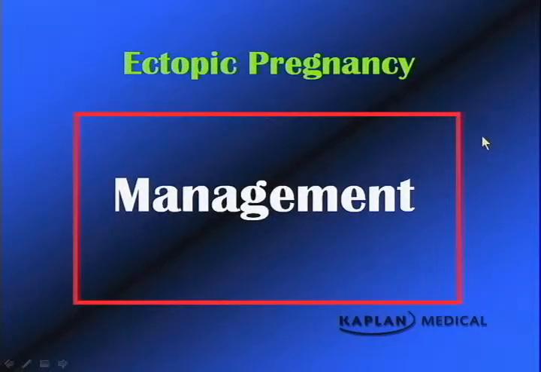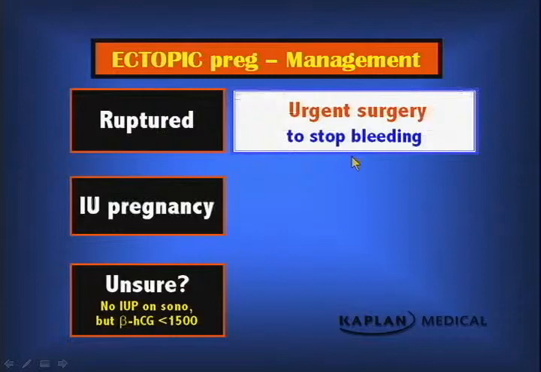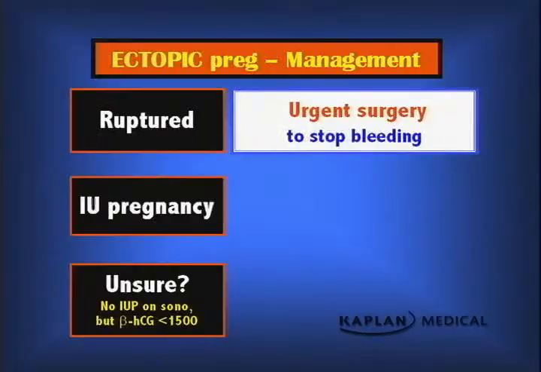Okay, how are we going to manage this? It depends whether it is ruptured or unruptured. If it is ruptured, you know we talked about amenorrhea, bleeding, pain, hypotension, tachycardia, urgent surgery. Usually we're going to do a laparotomy, get in there quickly because she's hypovolemic. Stop the bleeding, and you're probably going to take out the tube.